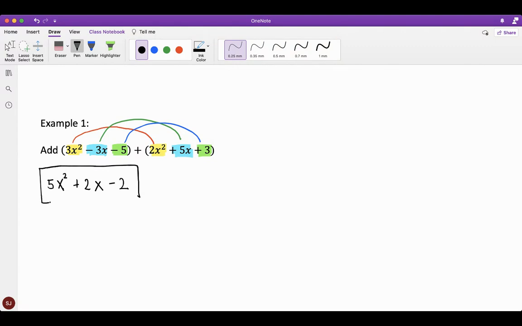So first you begin by identifying the like terms, and again, like terms are the ones that have the same exponents. If it has an exponent of 2, they're the same. This one has an invisible exponent of 1, so they're the same. And then the last ones are both just the numbers without the variables. They're called constants. So these two are the same.